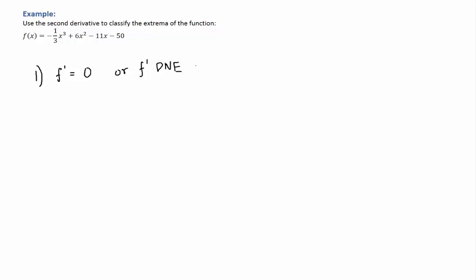These points are going to give us a set of points, say x0, x1, some points that are going to be critical. And what we're going to do after is take the second derivative. Then the second derivative, we're going to evaluate it at those points we found in step 1.